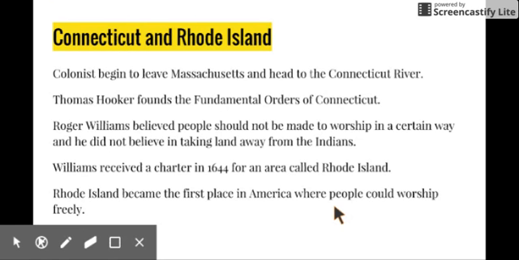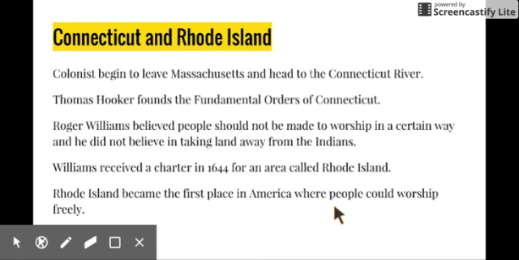Fundamental Orders of Connecticut. What is that? Fundamental just means like fundamental. For example, in class, fundamental is to write, raise your hand, and ask questions. Fundamentals of basketball, dribbling, shooting, running. So these are things of how they need to be done.